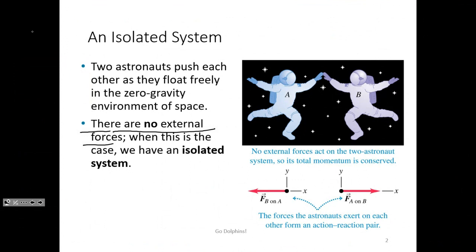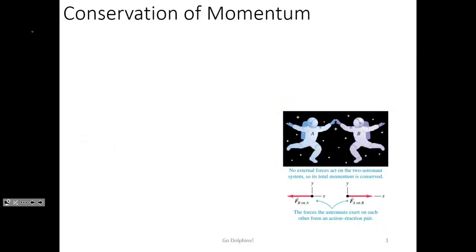Now you can have internal force. For example, you have object A and object B. The force between A and B, we call internal force. Now the force from another object, which is not A or B, acting on either A or B or both, we call external force. So if there is no external force, we call it an isolated system.